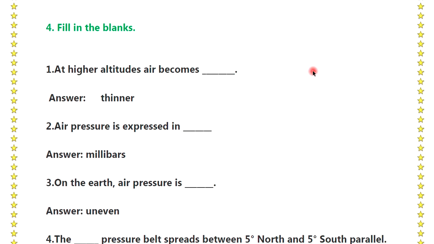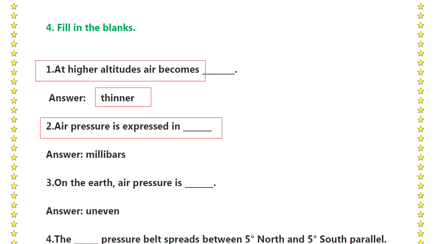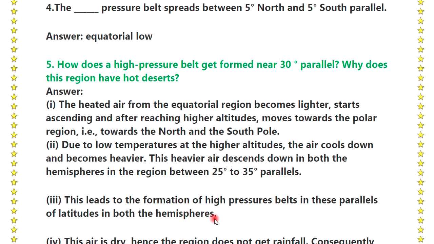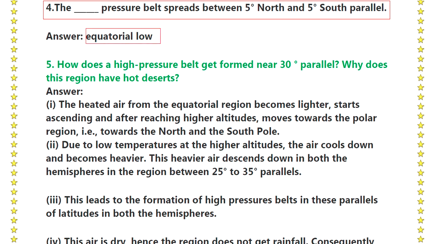Question number 4, fill in the blanks. First, at a higher altitude air becomes thinner. Second, air pressure is expressed in millibars. Third, on the earth air pressure is uneven. Fourth, the equatorial low pressure belt is spread between the 5 degree north and 5 degree south parallels.